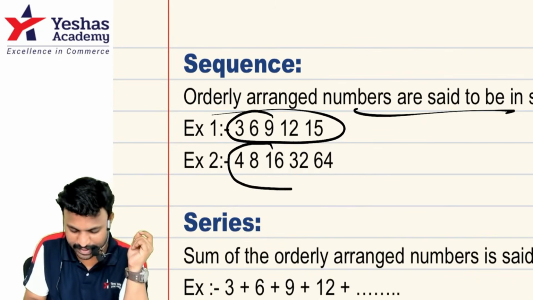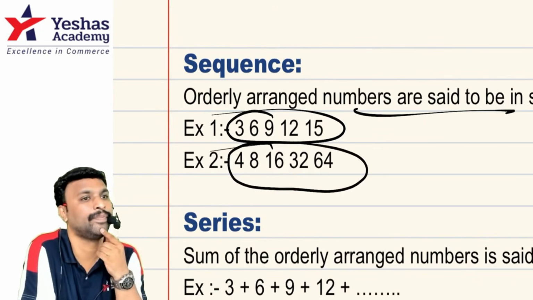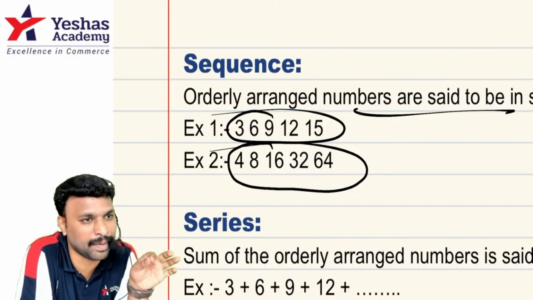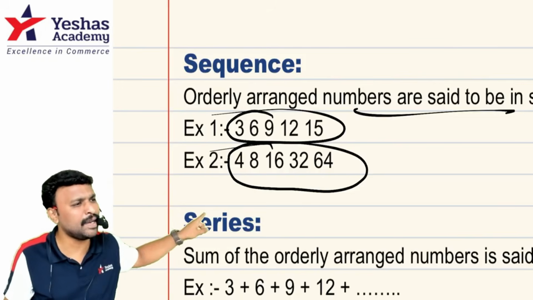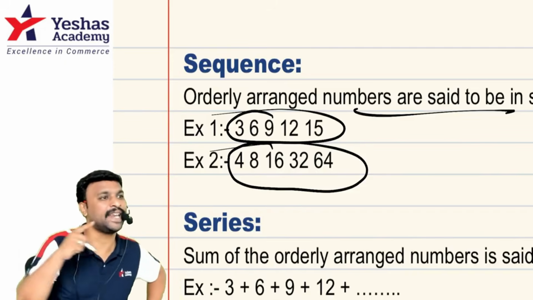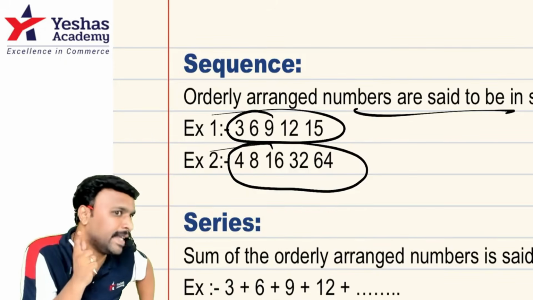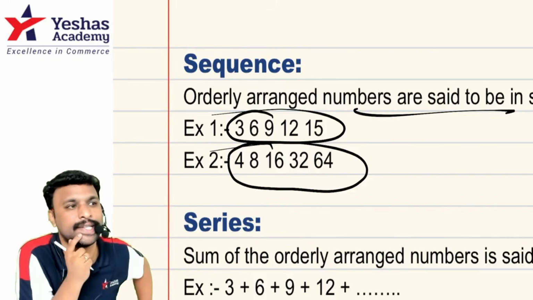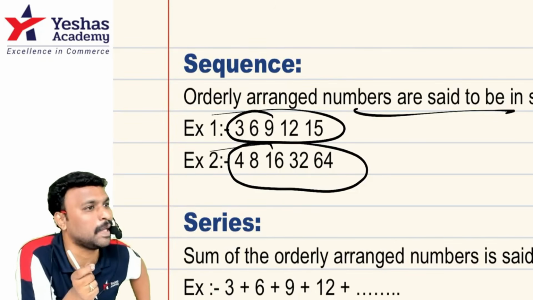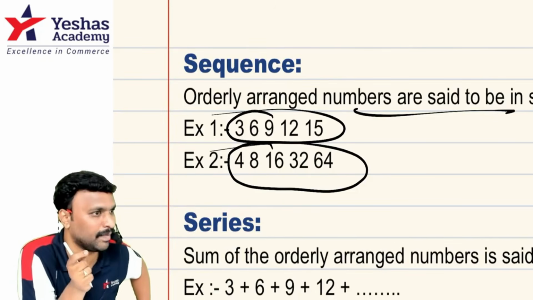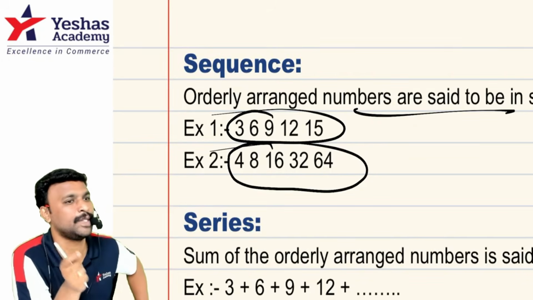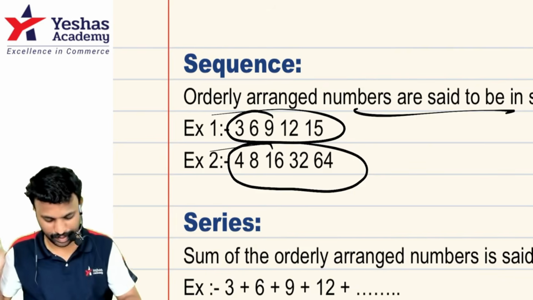And what is the order in which the second example is arranged? Every next number is into 2 of the previous number. So that means there is a common ratio in the second one. In the first one, there exists a common difference. If there is a common difference, what is that sequence called? Arithmetic progression. If there is a common ratio, what is that sequence called? Geometric progression. Common difference, arithmetic progression, AP. Common ratio, geometric progression, GP.